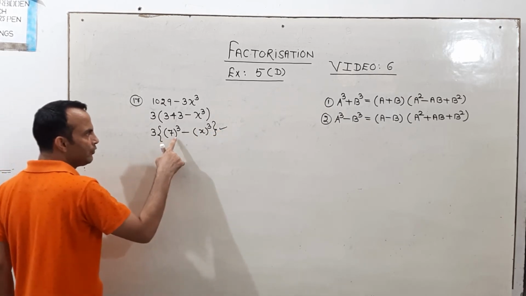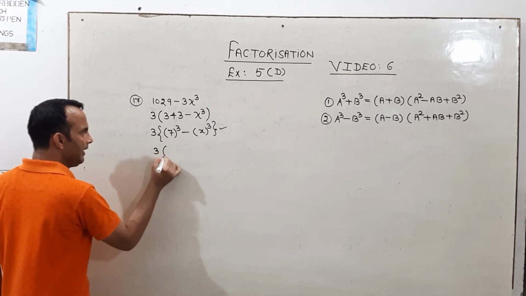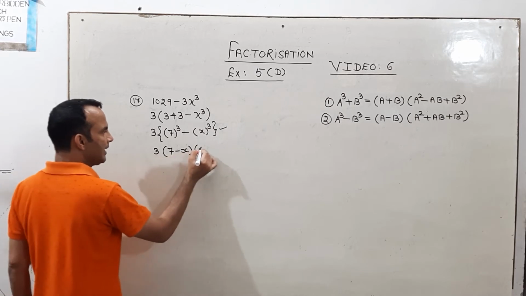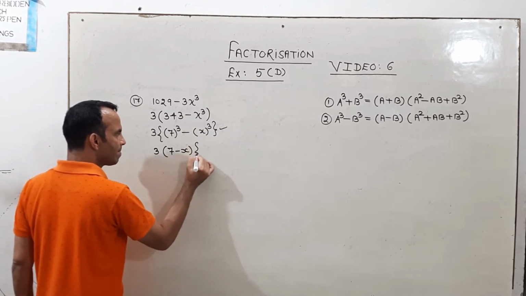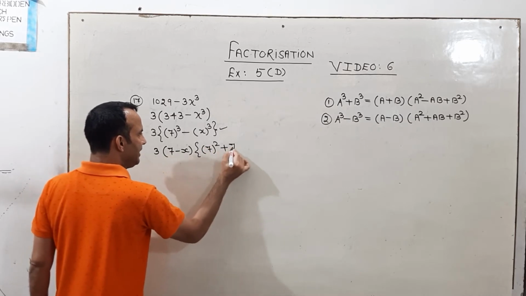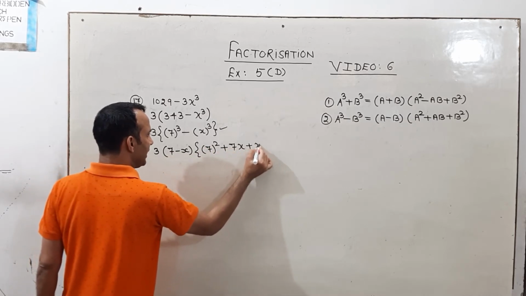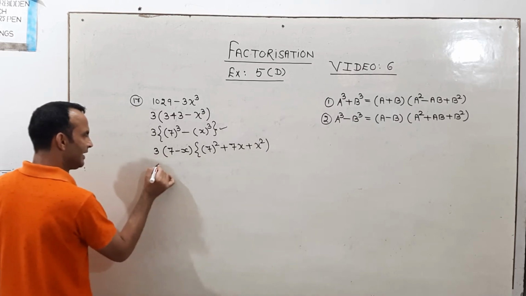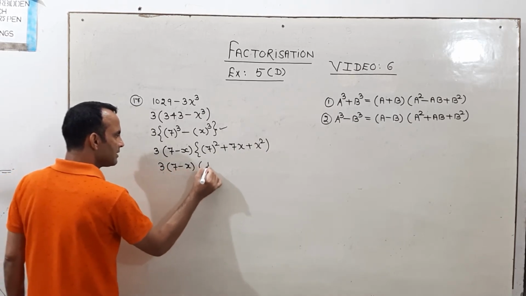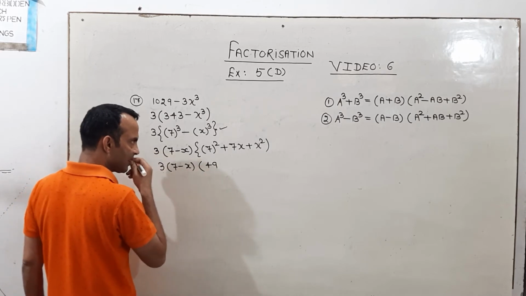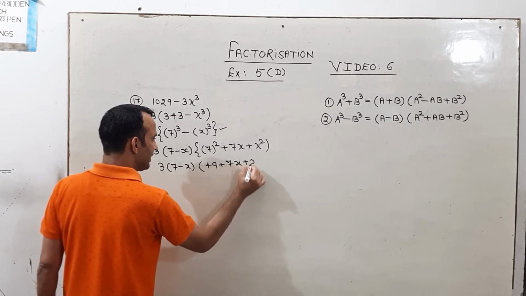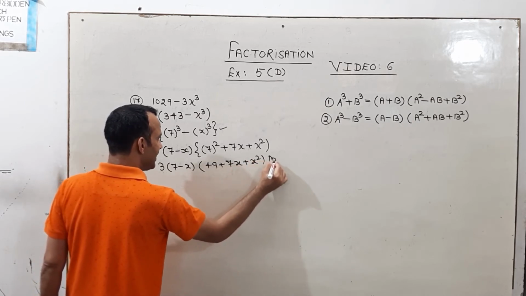Apply the identity a cube minus b cube, that is a minus b times a square plus ab plus b square. We can write it as 3 times of 7 minus x times 49 plus 7x plus x square. This is the required answer of this problem.